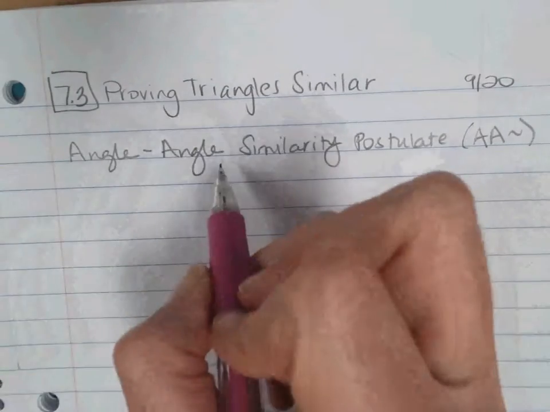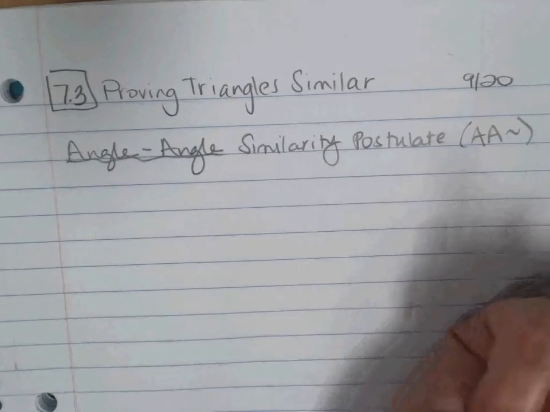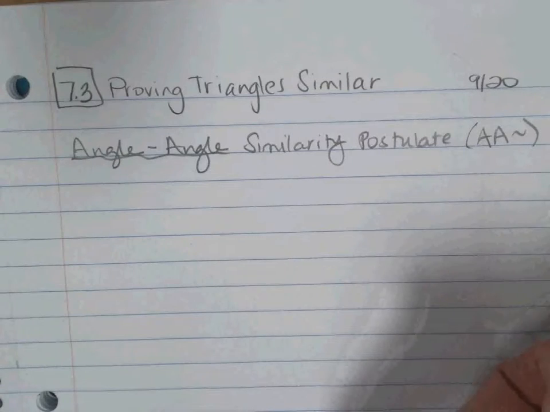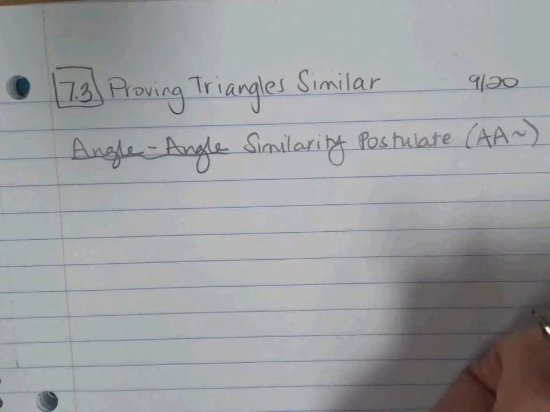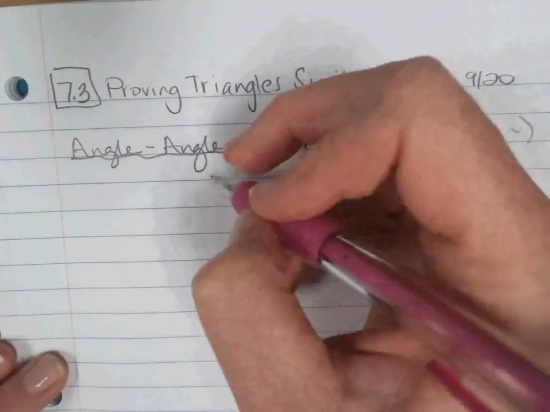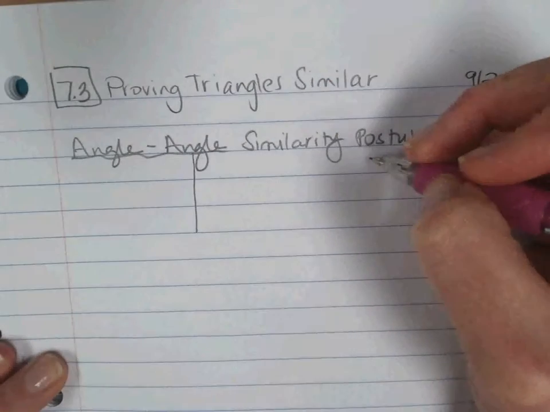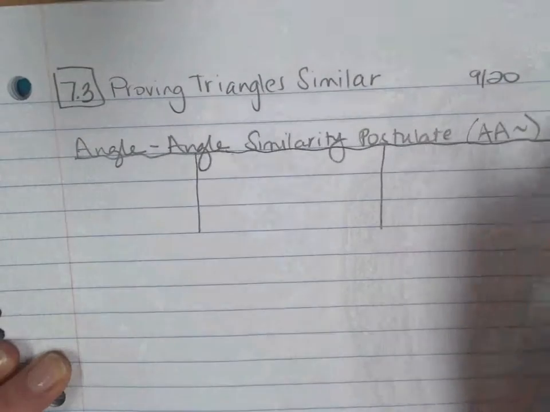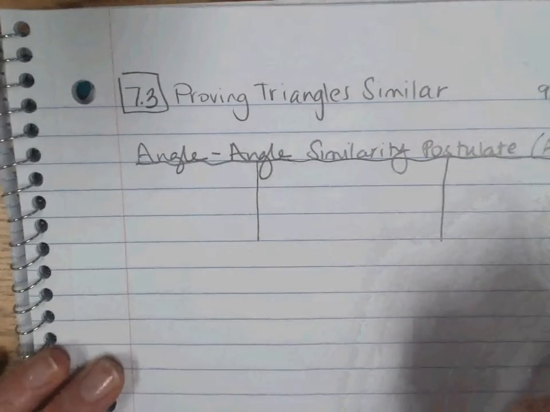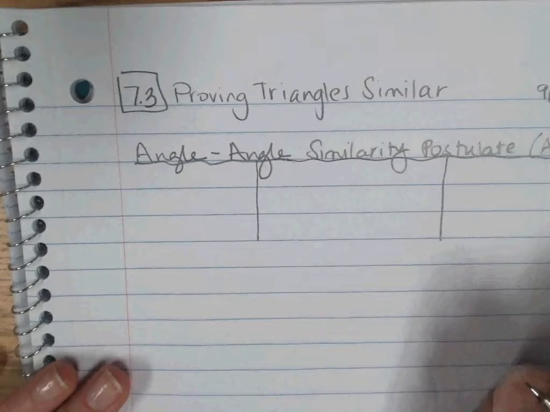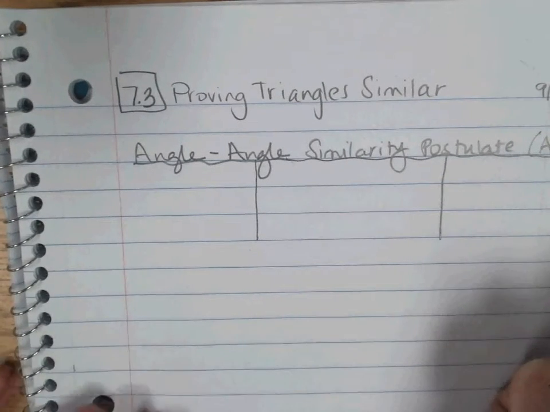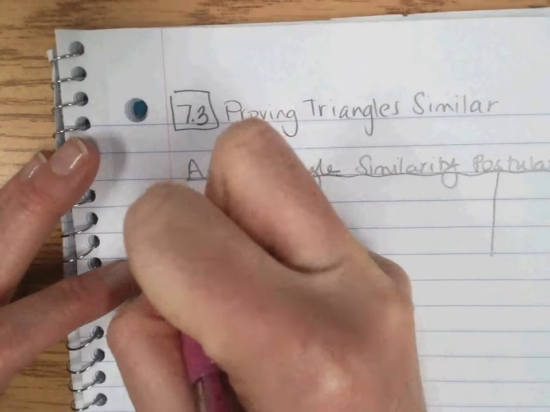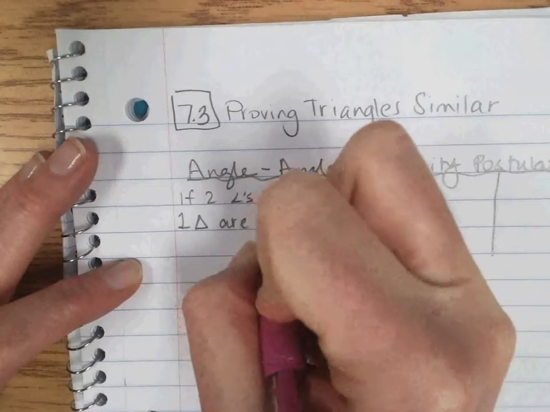So the title, maybe you could infer that we only need two measurements, two from each triangle, in order to prove that the triangles are similar. So the postulate actually states, we're going to break this up into a few sections where we talk about it in words, talk about it in pictures, and then just review it in one phrase. So if two angles of one triangle are congruent to two angles of another triangle, then the triangles are similar.